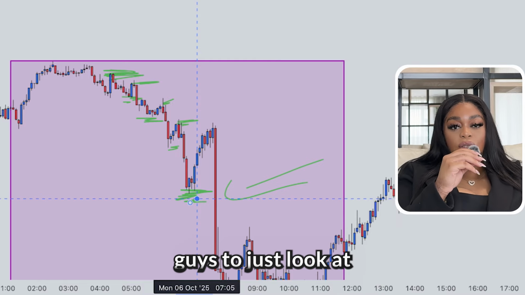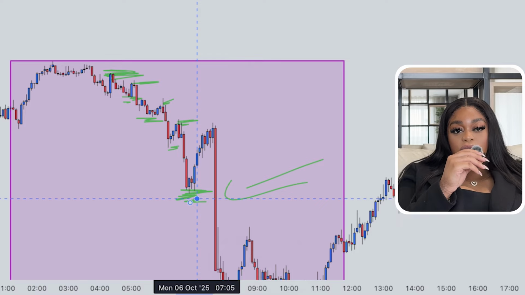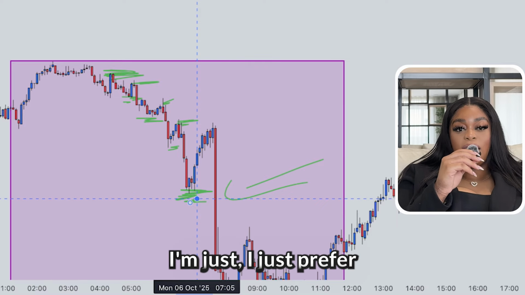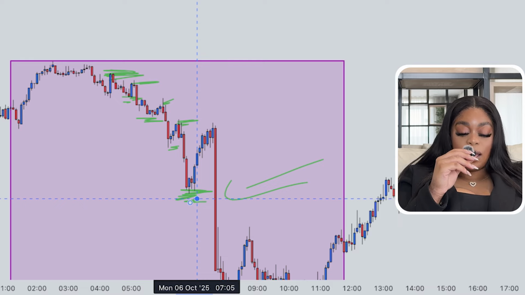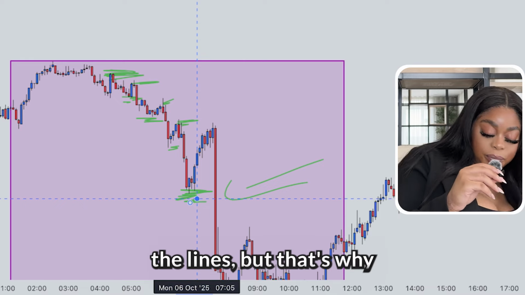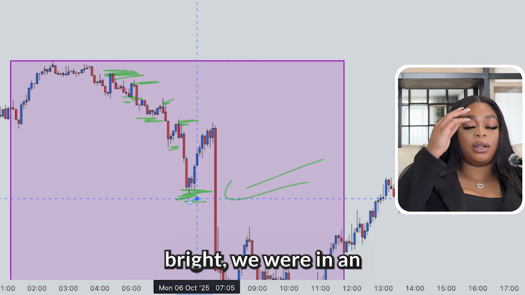But I don't want you guys to just look at the colors of the candlesticks, because there are so many ways you could look at the charts. Like, you could do a line chart. I just prefer the candlesticks, as it makes it look much easier for me. But some people do prefer the lines, and that's why I don't use color as an indicator on whether we were in an uptrend or downtrend.